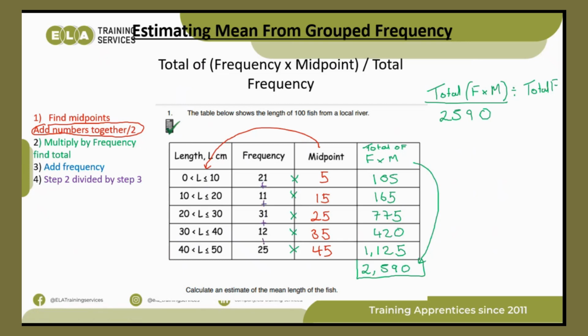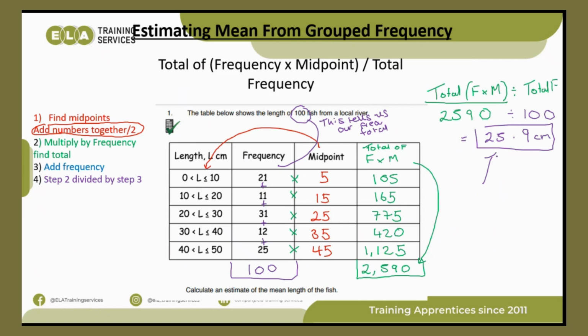Now, sometimes in the question, it can give you a clue. So this tells us our frequency total. And if you check that in the calculator, it would make 100. So now our total frequency is 100. And all we do is we divide this number by this one to get our answer for the estimated mean length of fish. So divided by 100 gives us 25.9. And then because it's in centimetres, that is our answer.